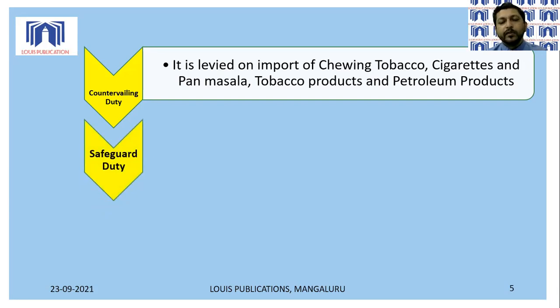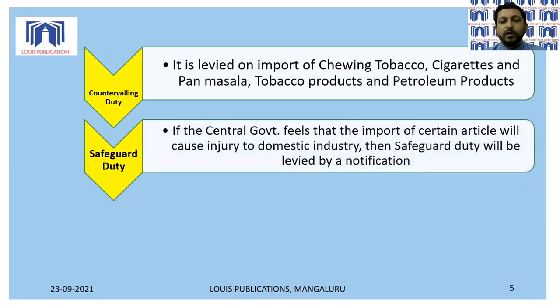Then from time to time, the government is going to announce a safeguard duty through notification. So if the central government feels that the import of certain articles will cause injury to the domestic industry. See, one of the basic objectives of customs duty is to protect, to nurture, to control, to promote domestic industry. It is very, very important that the government keeps track of this. And whenever the government feels that if these items are imported into India, the government, through a safeguard mechanism, through notification, will levy customs duty or safeguard duty on such items.